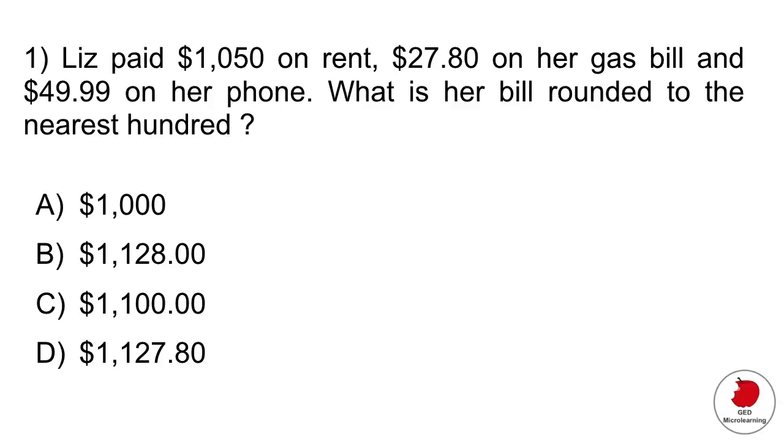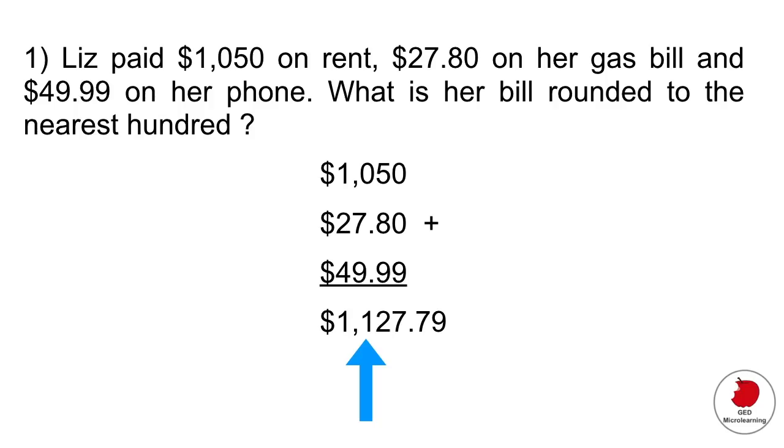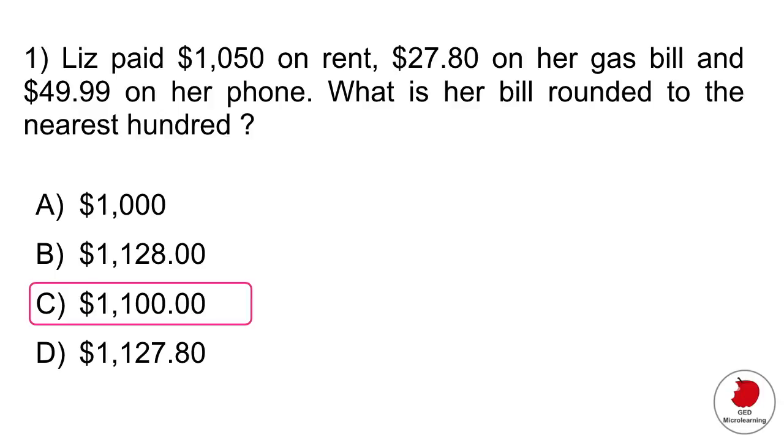All right, so here basically what you need to know is these place values. And what they're asking us is the hundred position. So this is actually pretty straightforward. The hundred position is the third position to the left of your decimal point. So all you have to do is add up that bill for all the expenses, and you would look at that number, which is the third one to the left of the decimal point, and you can see that the number immediately to the right is a 2, so you're going to round down. So it will be 1,100.